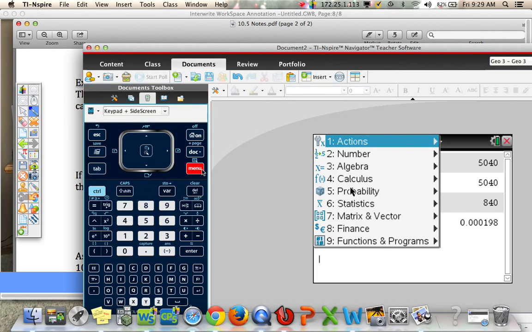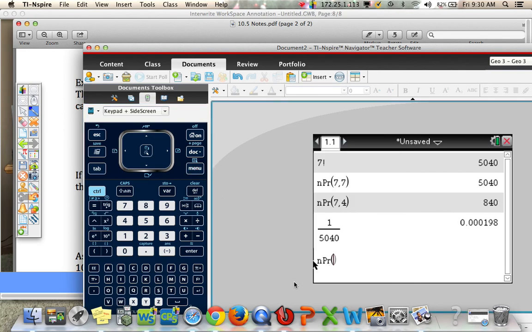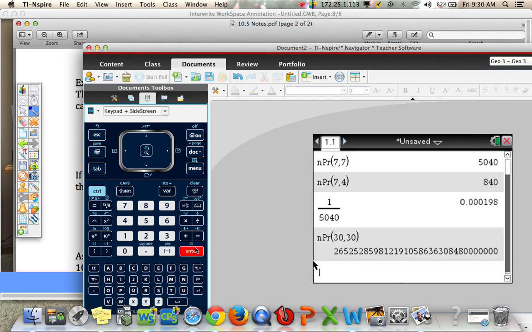So again, menu, NPR. And this NPR button's in all different graphing calculators. Also scientific calculators have this too, so you just have to look for that if you don't have a graphing calculator. So this one was 30. Out of 30, we're choosing 30. Okay, so you can see it's a huge number. I'm not going to write that all down, but that's all the different ways that we could have 30 people present.